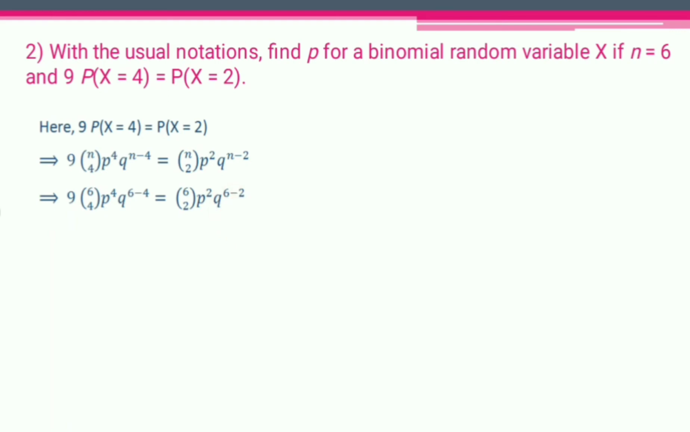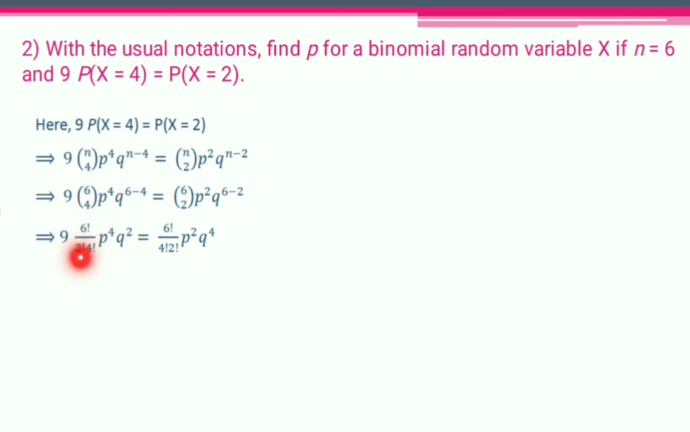Next, we'll just solve these equations. So 6C4 can be written as 6 factorial upon 6 minus 4 factorial, that is 2 factorial into 4 factorial, p4 into q raised to power 2. 6 minus 4 is 2. 6C2 can be written as 6 factorial divided by 6 minus 2 factorial, that is 4 factorial into 2 factorial, p2 q raised to power 6 minus 2, which is 4. So q4.